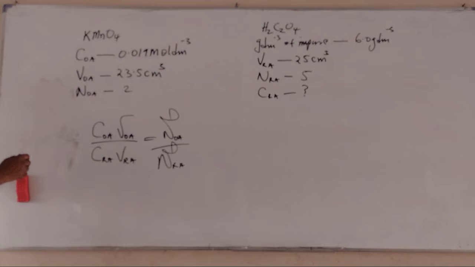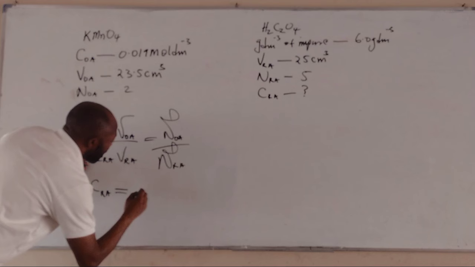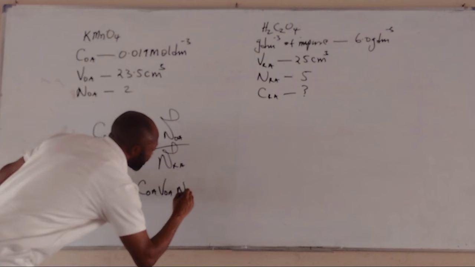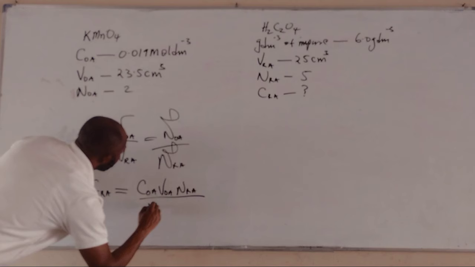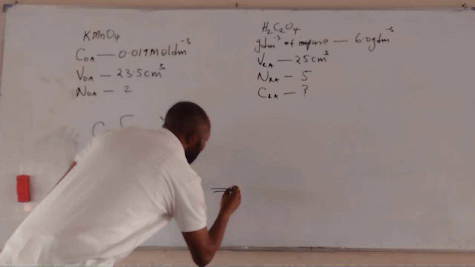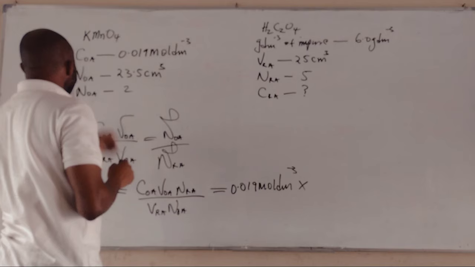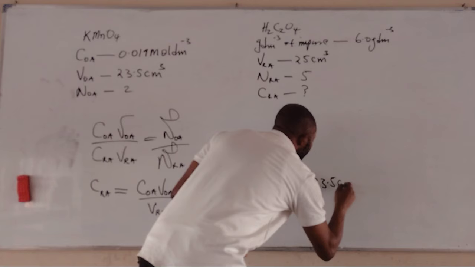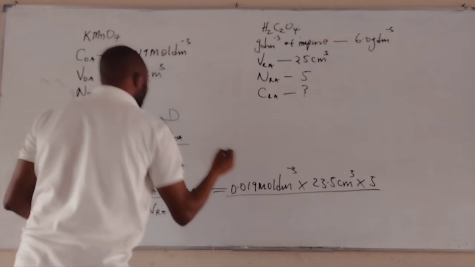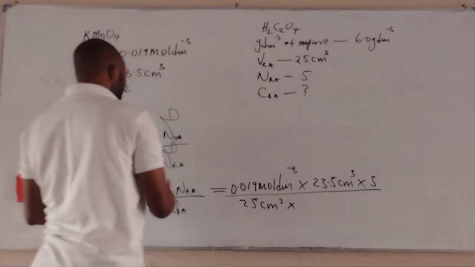So I'm calculating the concentration of the reducing agent. It will be concentration of oxidizing agent times volume of oxidizing agent times number of moles of reducing agent, over volume of reducing agent times number of moles of oxidizing agent. This equals the concentration of oxidizing agent, 0.019 mole per dm cube, times the volume of oxidizing agent, 23.5 cm cube, times the number of moles of reducing agent, 5, all over the volume of reducing agent, 25 cm cube, times the number of moles of oxidizing agent, 2.